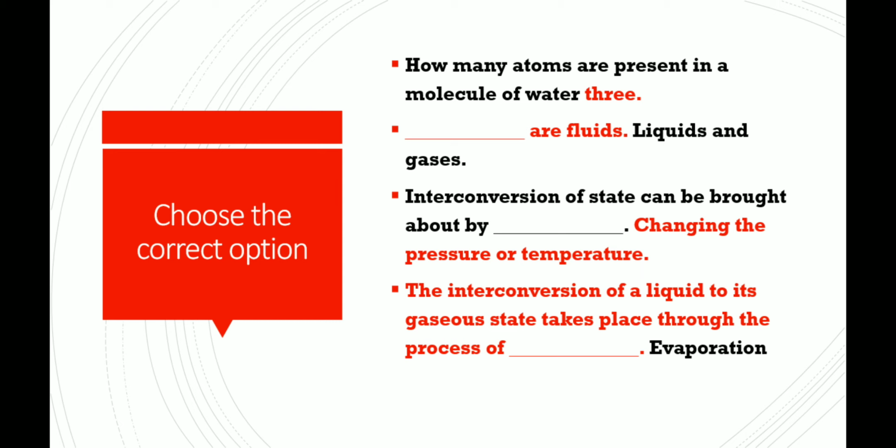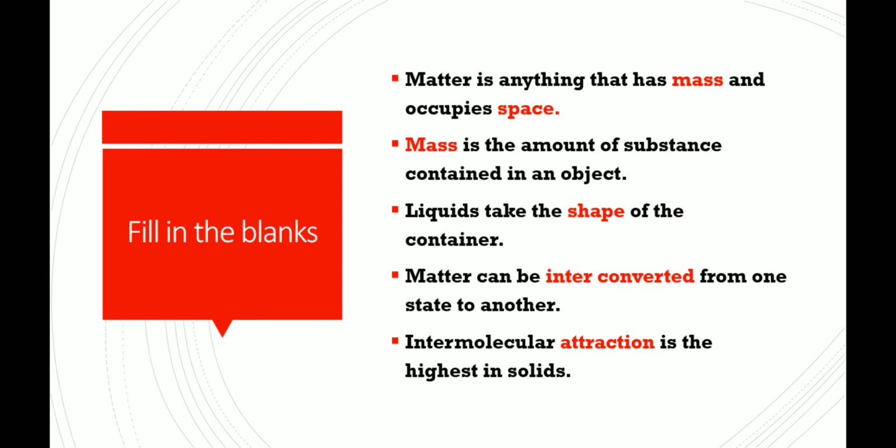Now, second question, that is B, fill in the blanks. Matter is anything that has dash and occupies days. The first blank is to be filled with mass, and the second blank is to be filled with space. Then it becomes matter is anything that has mass and occupies space.